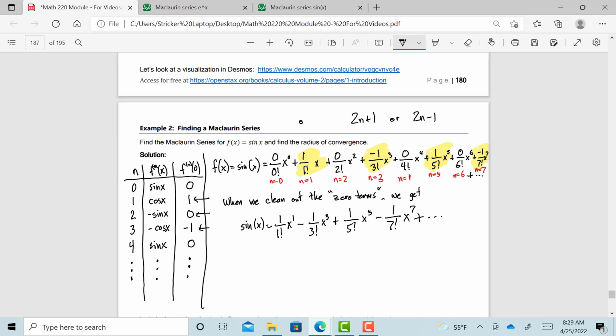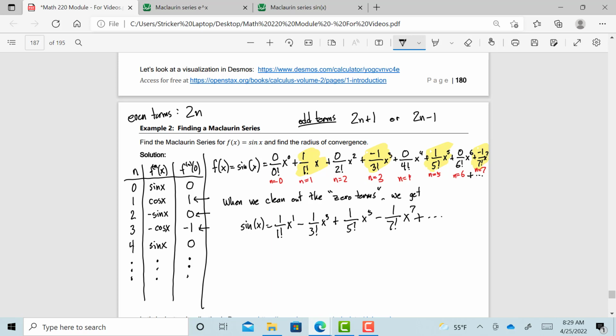You're going to use that for odd terms. And actually, when you have even terms, you're going to use 2n. Right? 2 times 1 is 2. 2 times 2 is 4. 2 times 3 is 6. So it gives you the even terms.